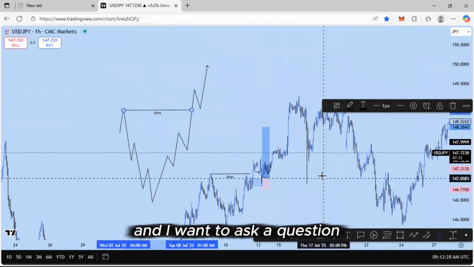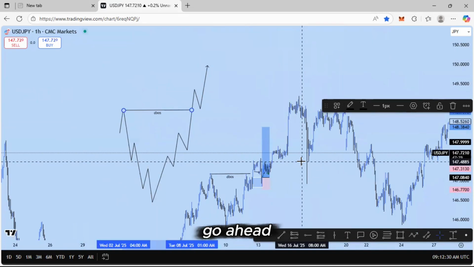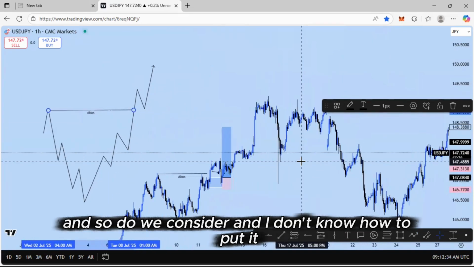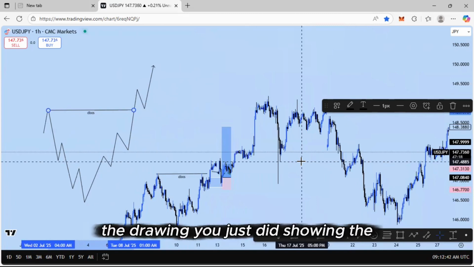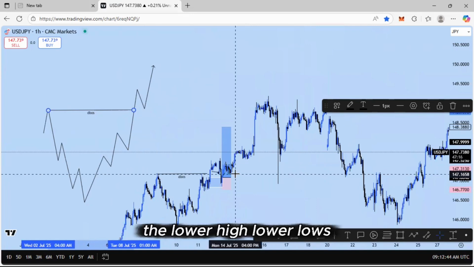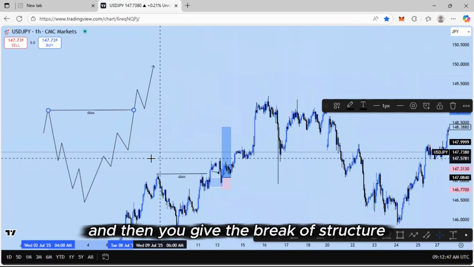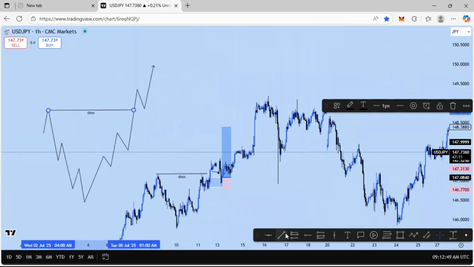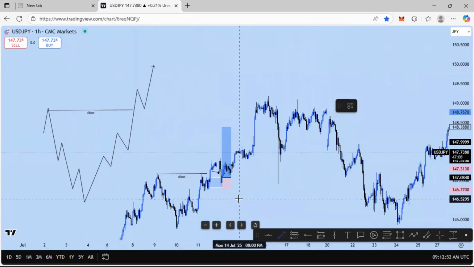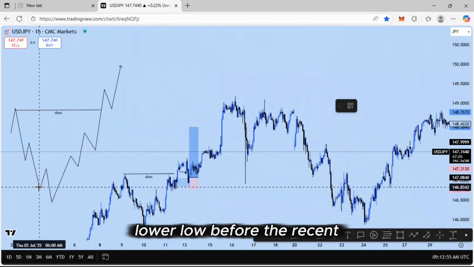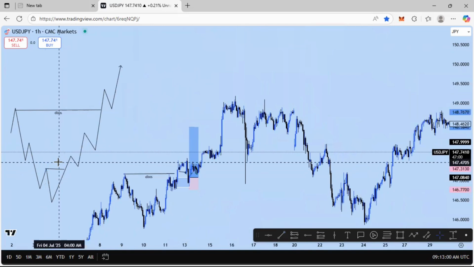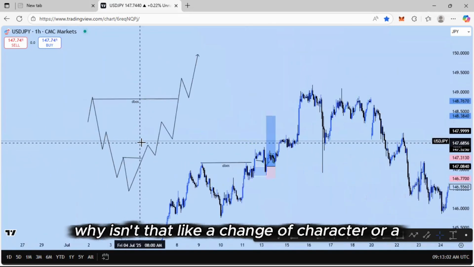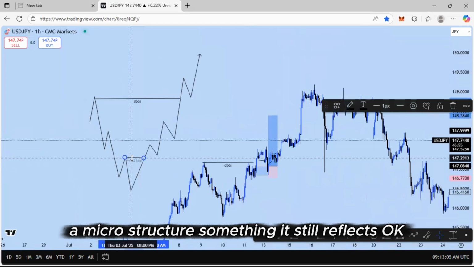I want to ask a question. Go ahead. Do we consider, I don't know how to put it, the drawing you just did, showing the lower highs, lower lows, and then you give the break of structure. You see the last lower low before the recent higher low. Why isn't that a change of character or a market structure shift?